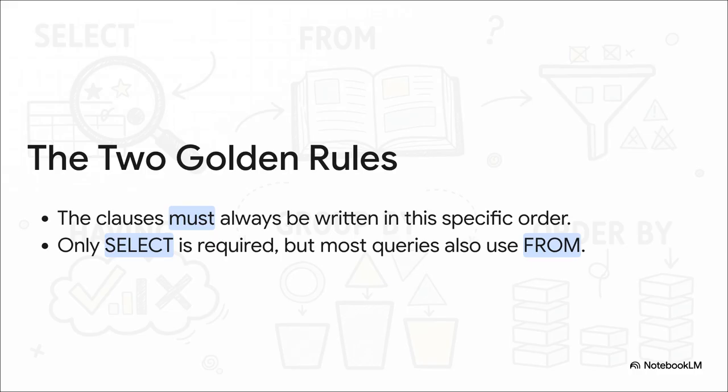And that mnemonic is so important because of our first golden rule. That order, it's not a suggestion. It's a law. You have to write the clauses in that specific sequence, or the database will just get confused and give you an error. And the second rule? While technically the only thing you absolutely need is select, any useful query you ever write is going to have at least select and from. They're the inseparable pair, the absolute core of asking a question.